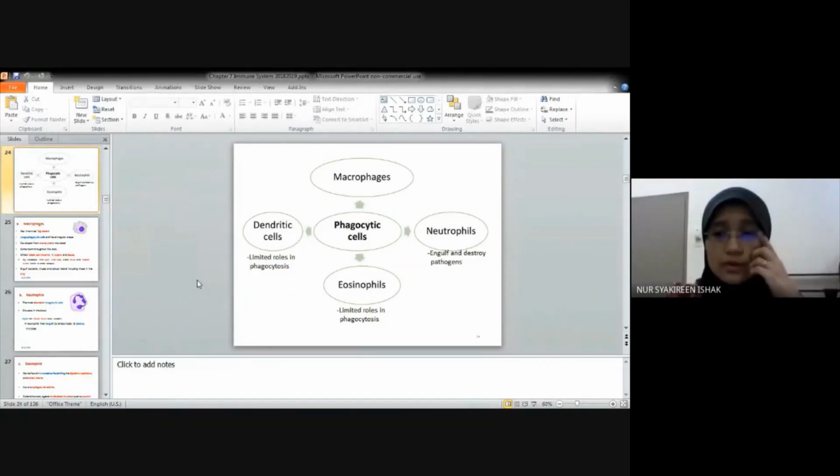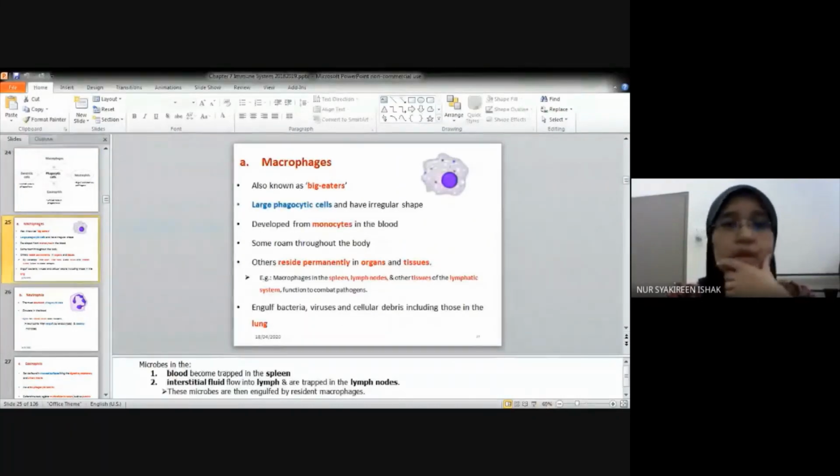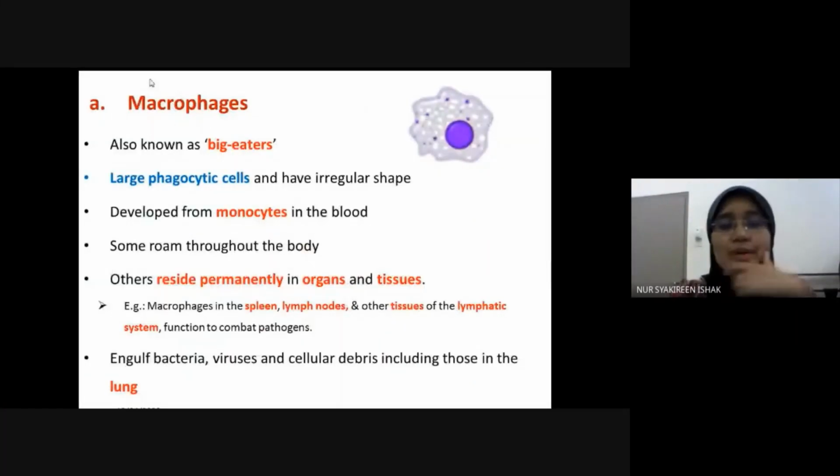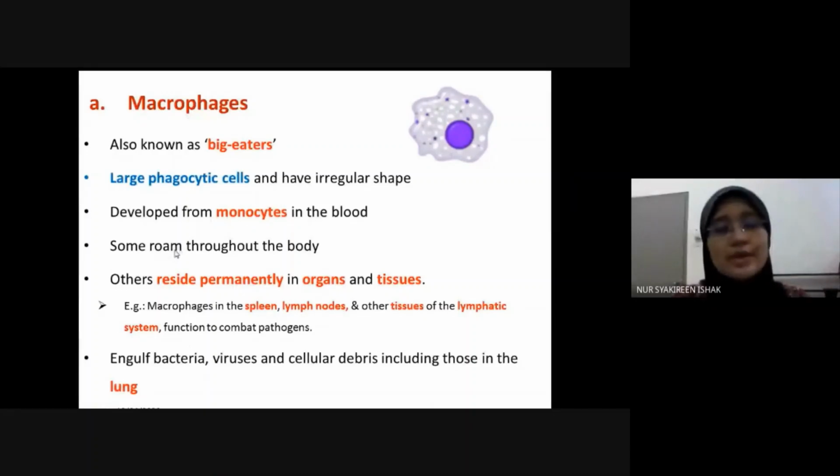So macrophage, okay, they are known as big eaters. They are large phagocytic cells, and they develop from monocytes. It means that the monocyte will mature to become macrophage. They will circulate in your body fluid, your blood, your lymph, interstitial fluid. You can also find macrophage in the alveolus, for example.